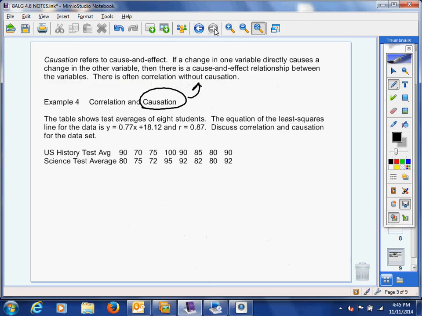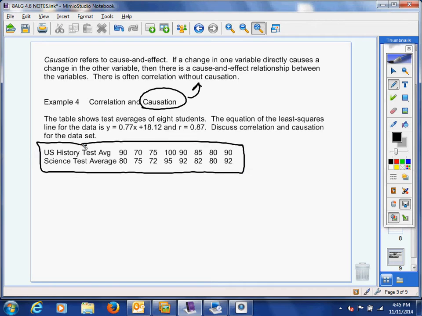Okay, now let's flip back to this example 4, and they give you a table. Here's the table. We don't have to put it in our calculator, so don't worry. This is totally just an assessment type of thing. The table shows test averages of 8 students. The equation of the least squares line for the data is y equals 0.77x plus 18.12. And they give us the correlation coefficient as 0.87.